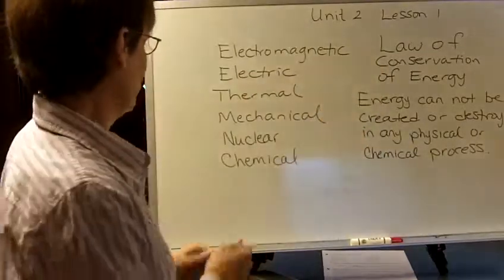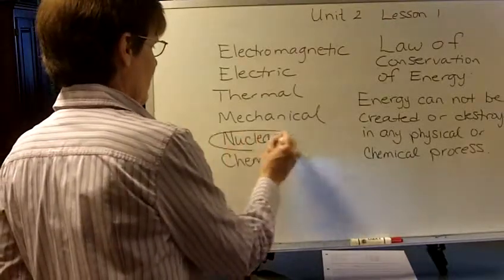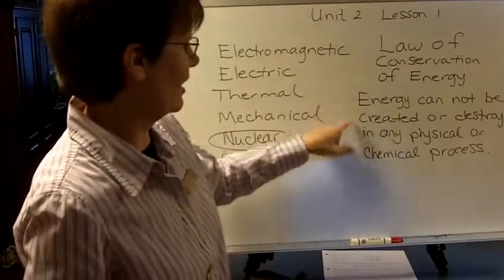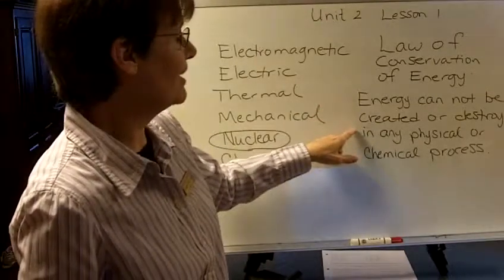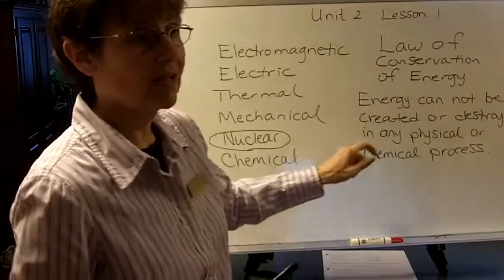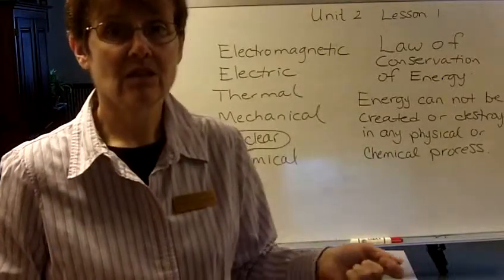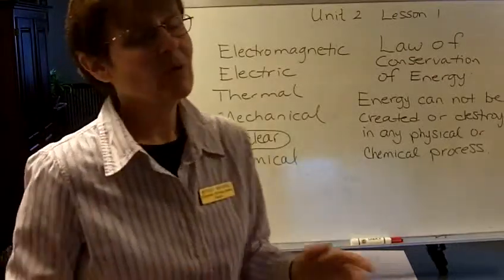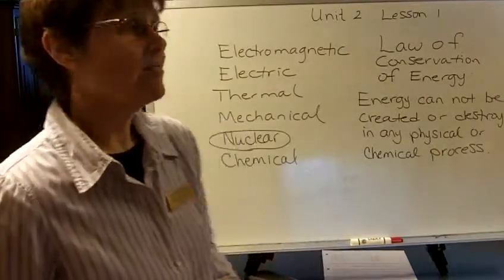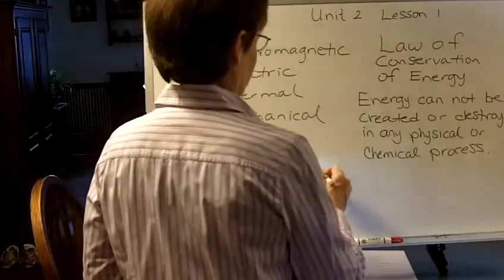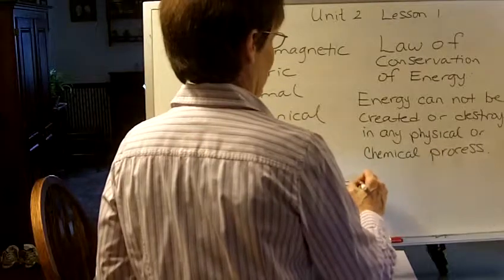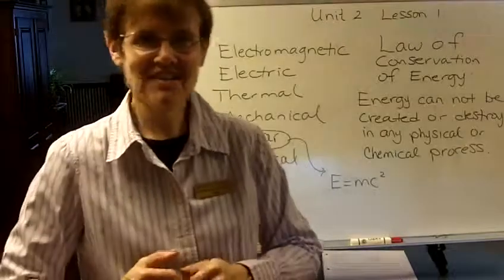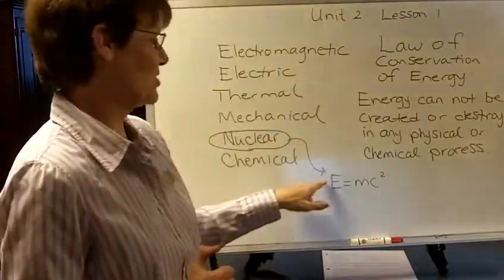except right here. This is kind of special, because over here we have this caveat: energy cannot be created or destroyed in any physical or chemical process. It can be created or destroyed in a nuclear process. So we won't talk a whole lot about that this year, but you might be familiar with E equals mc squared. And probably when I write that down, you think, Einstein. Yes, Einstein made that equation.